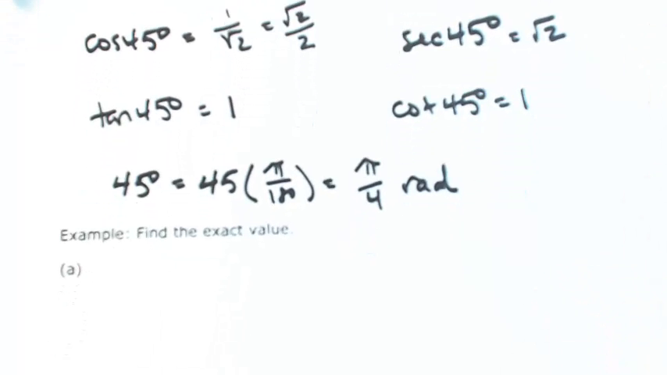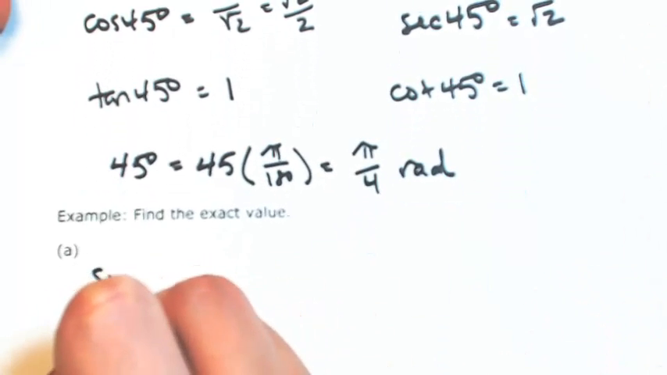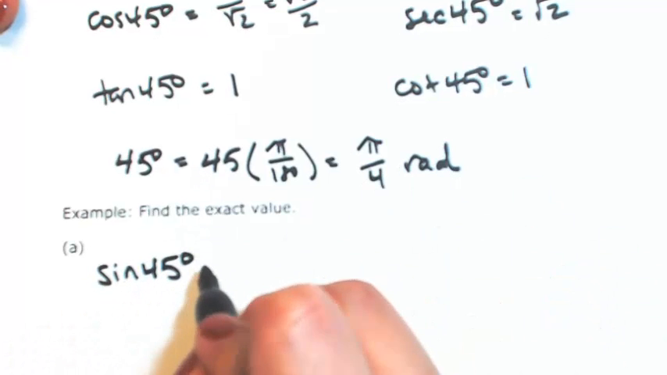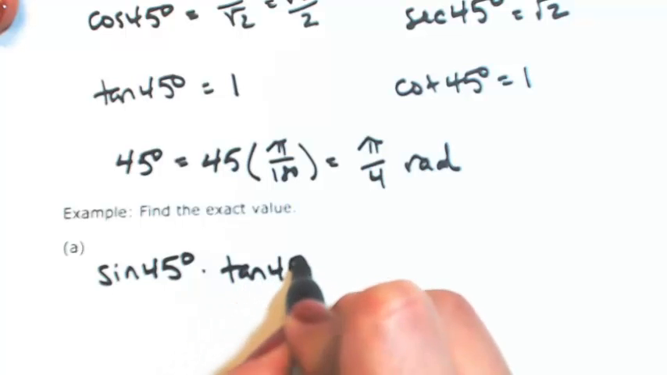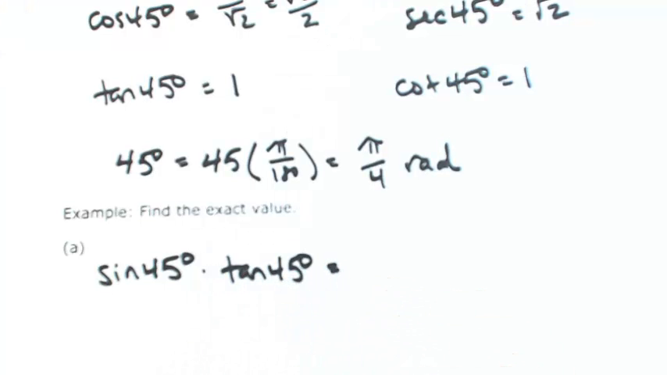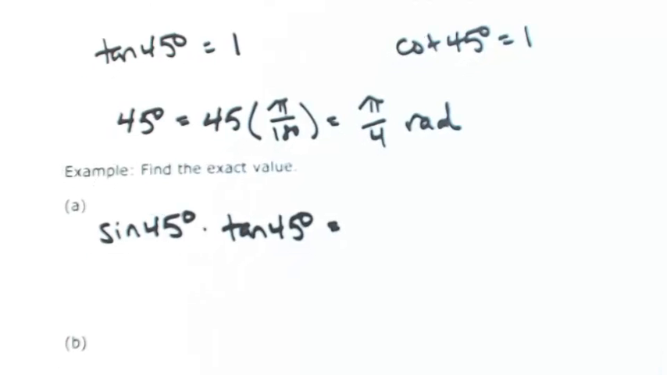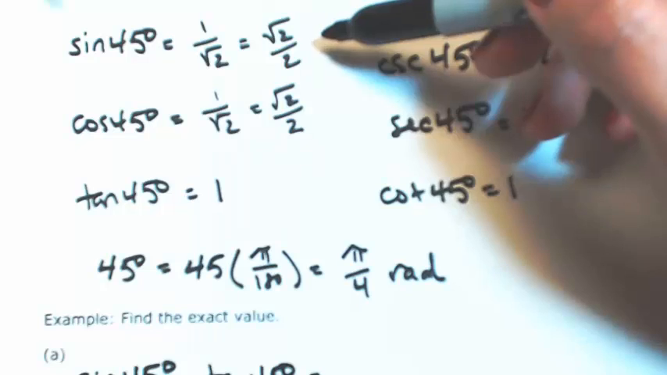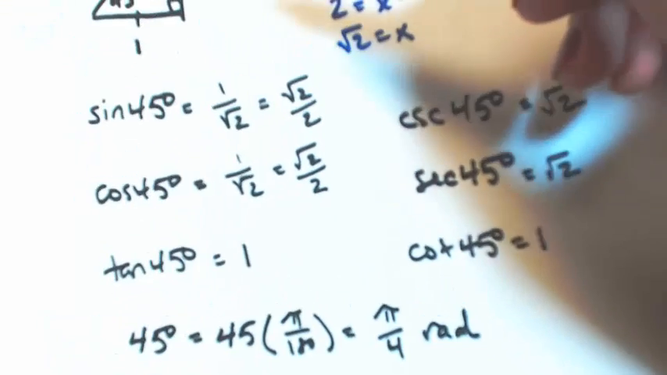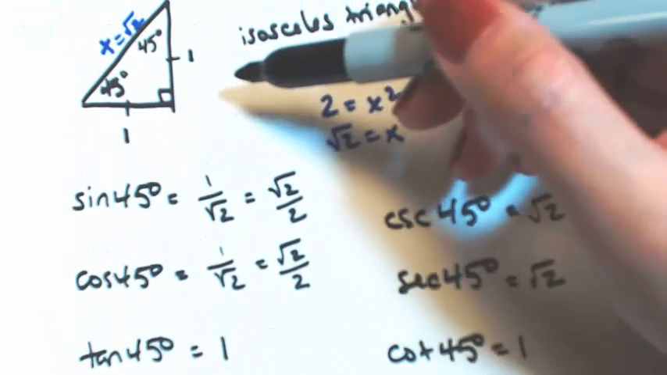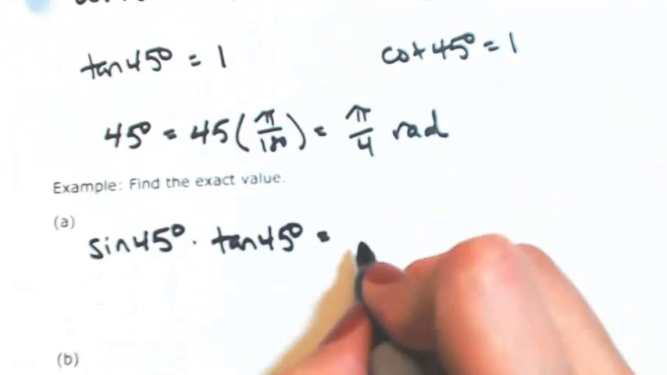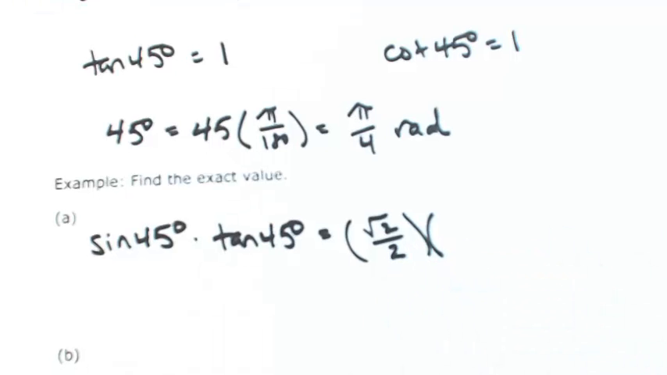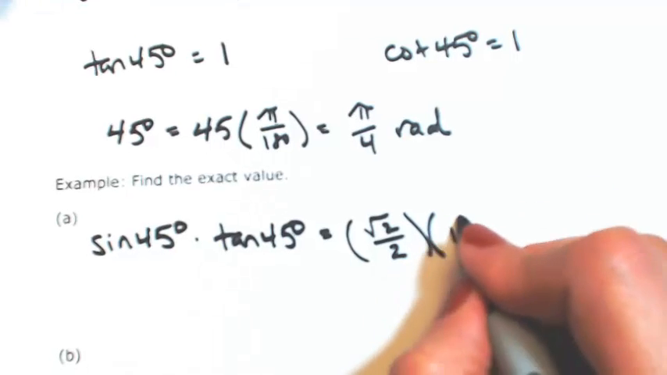Let's find the exact value of the sine of 45 degrees times the tangent of 45 degrees. Sine of 45 degrees is something we're going to have to remember at this point: square root of 2 over 2. But if you ever forget it, feel free to redraw this triangle, and you can find the sine that way. And then the tangent of 45 degrees, opposite and adjacent are the same, so that's just going to be 1.